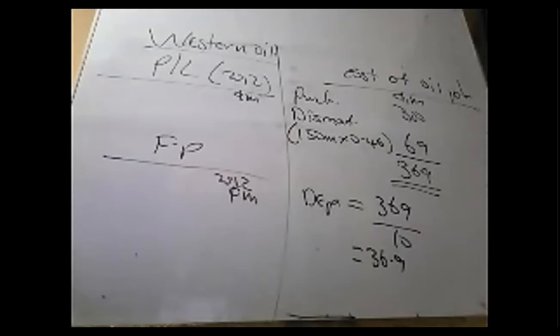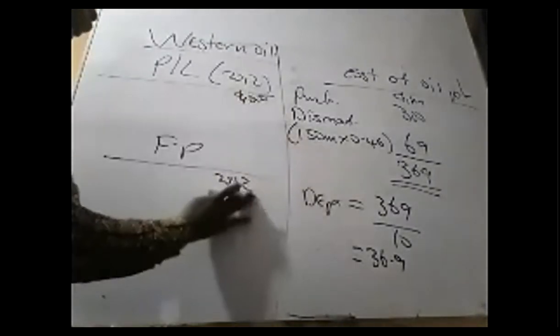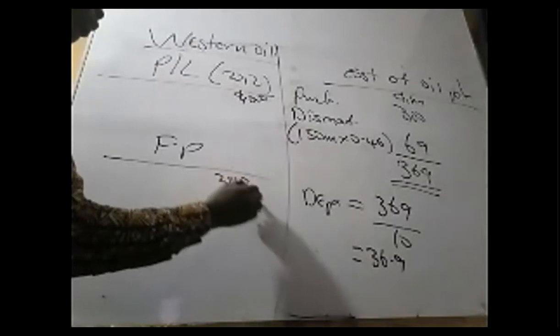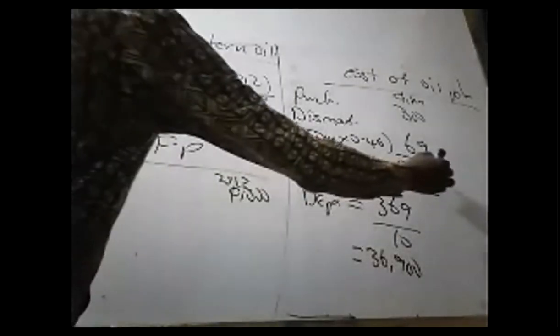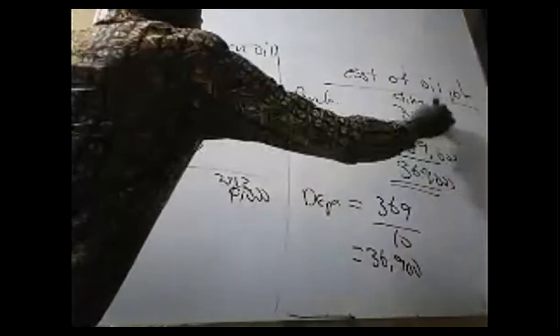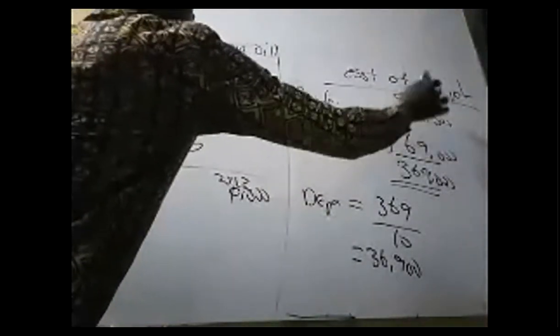36.9. Or we should raise 3 zeros, right? Probably let's raise 3 zeros to be on the safer side. So let's work in 3 zeros, in thousands. So it'll be 36,900. I'm adding 3 zeros to it, so that'll be on the safe side.